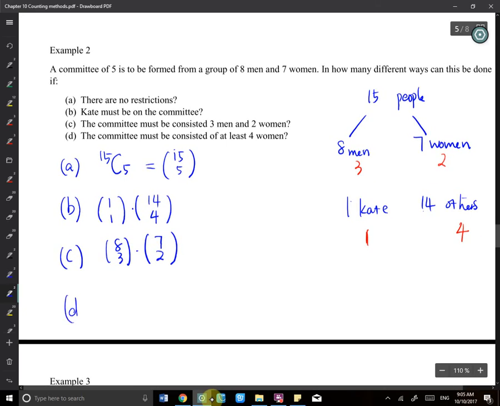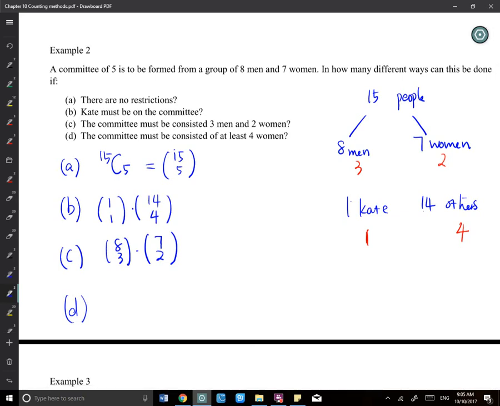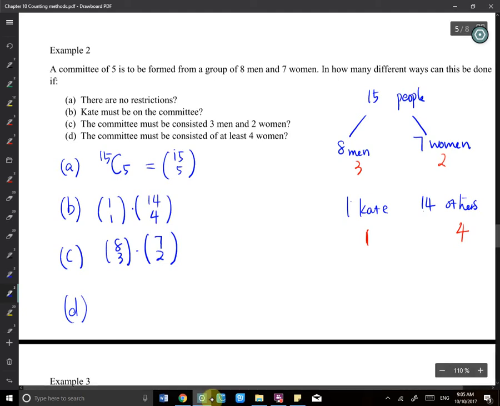Okay, D. The committee must consist of at least 4 women. What can I do? At least 4, which means how many women can I have? 4 or 5 women. Okay, I can have 4 women or 5 women. If I have 4 women here, how many men do I need? 1. If I have 5 women here, how many men do I need? 0. So that will be case 1 and case 2.